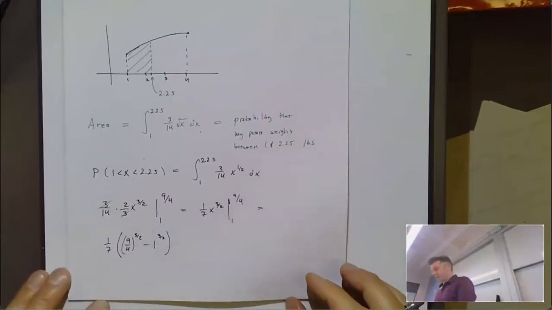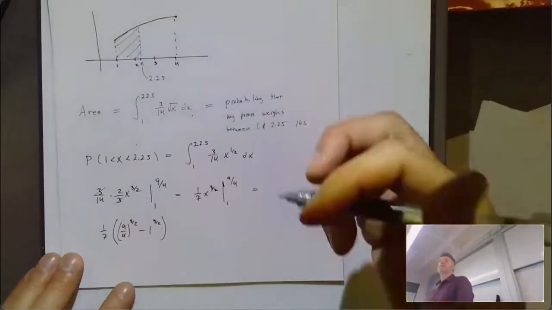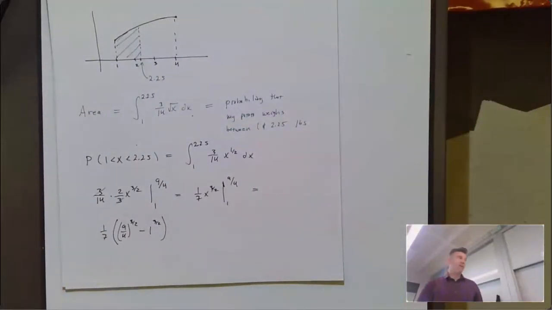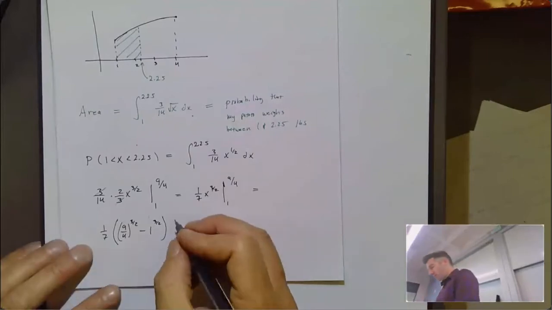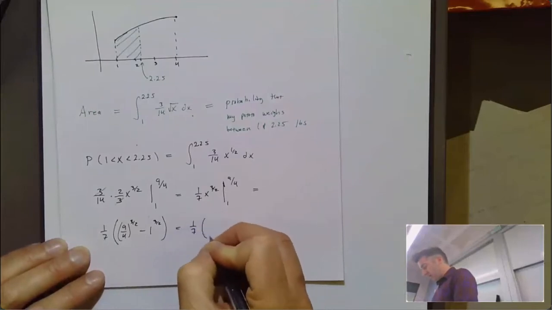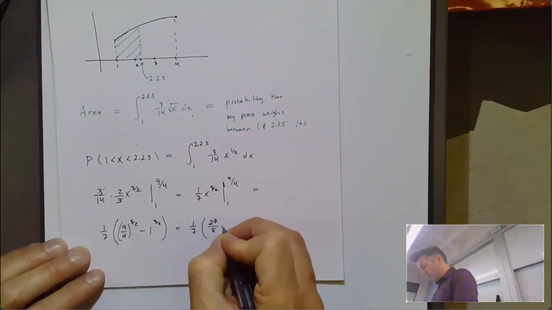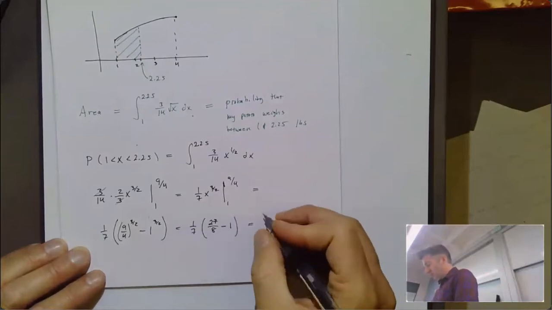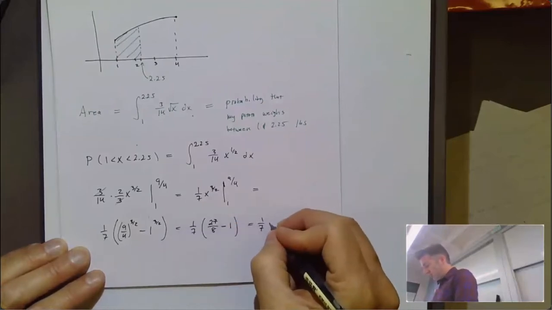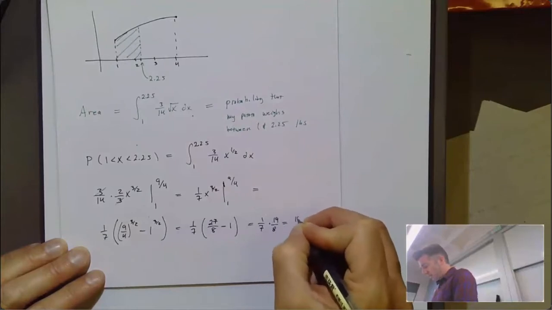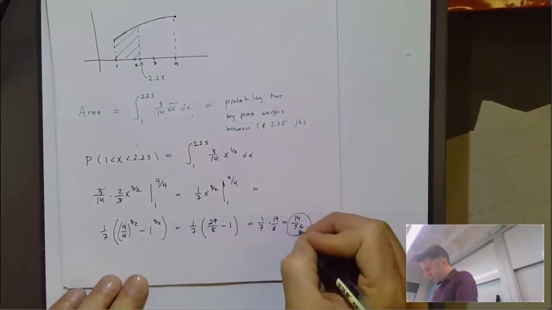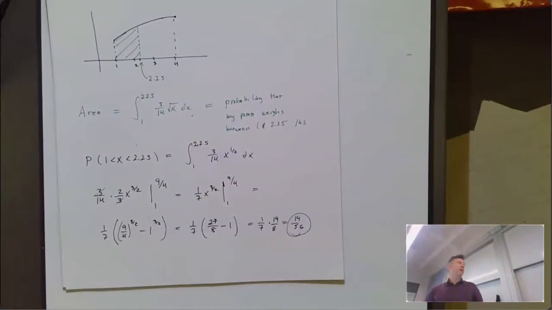9/4 to the 3/2 is simplifiable. 9 to the 3/2 power is 3 cubed, which is 27. 4 to the 3/2 power is 2 cubed, which is 8. It just becomes 1/7 times 27/8 minus 1, which is going to be 1/7 times 19/8, which I guess is 19/56. So that's the probability of getting a potato that weighs between 1 pound and 2¼ pounds: 19/56. Which we could write as a decimal, but we should leave it as a fraction.